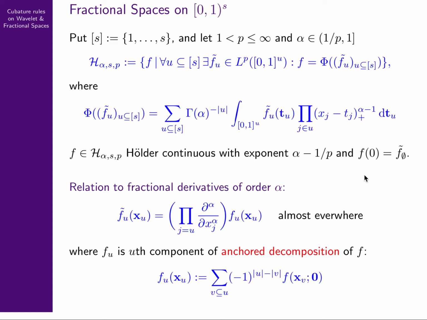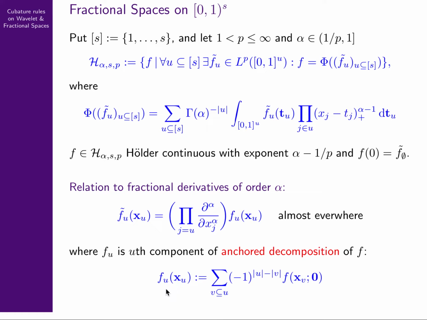Okay, now do we have an interpretation of these density functions here? Can we relate them somehow to fractional derivatives? Yes, we can. So f tilde of u is nothing but, now we have here partial fractional derivatives, so a product of partial fractional derivatives with respect to the variable xj, and j runs through our set of coordinates. So actually this is a typo, this should be in and not equal to. So j should be in the set of coordinates u, and we apply it, not directly to f as we also did not do in the univariate case, we apply it to the uth component of the anchored decomposition of f.